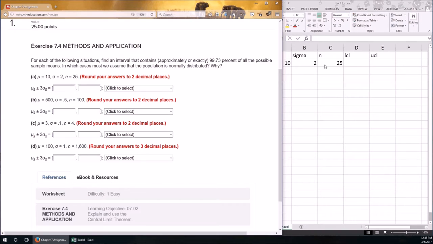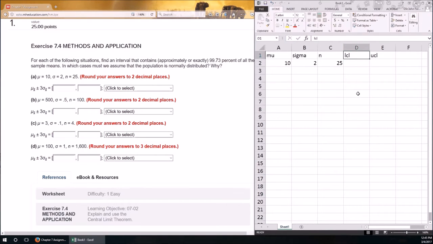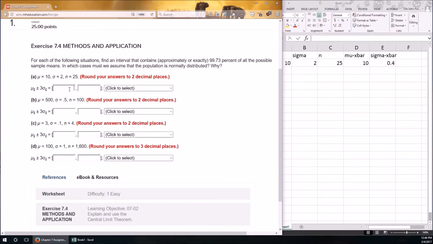So I'm actually going to make another column here. Instead of LCL, we'll call this mu x bar and sigma x bar. And it's always going to equal sigma divided by the square root of n. So mu sub x bar is 10. Sigma sub x bar is 0.4. So this is going to be 10 minus 3 times 0.4. And this will be 10 plus 3 times 0.4.